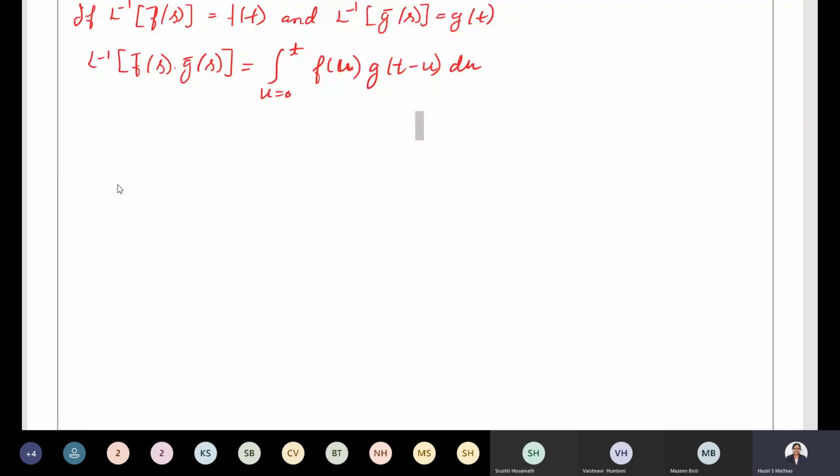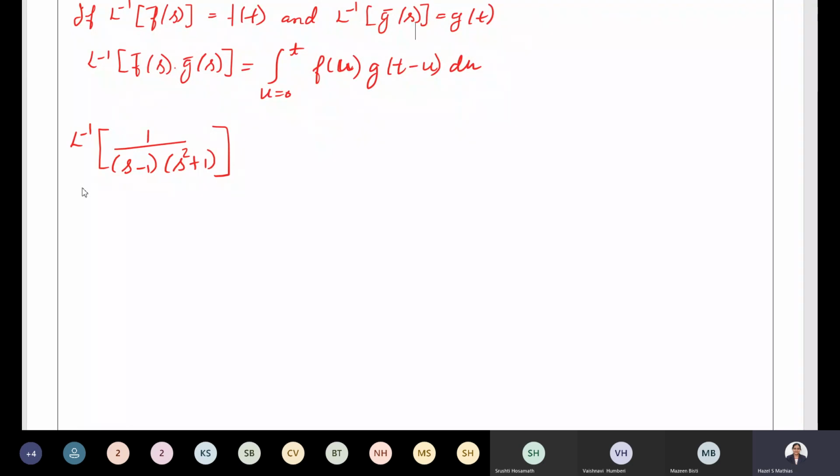Okay, let's discuss this question. Find L inverse of one divided by s minus 1 into s square plus 1. Let's find the inverse Laplace transform of this using the convolution theorem. There are some other methods also to solve this problem, but here it is specifically asked that we have to solve this using the convolution theorem.